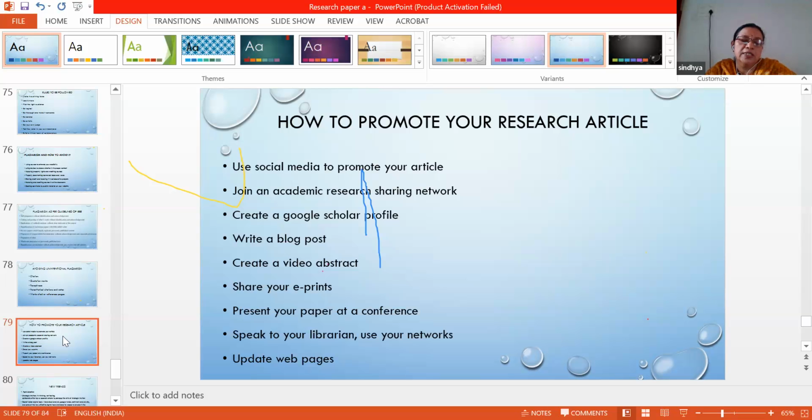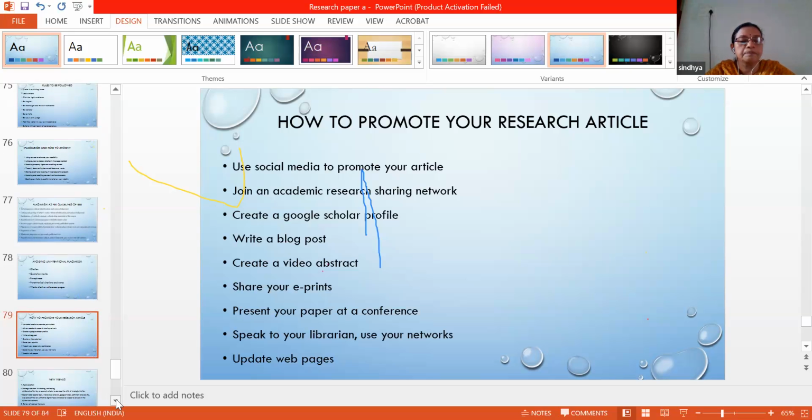read your paper, so that your H-index can be improved. So when more people read and cite your paper, your index score will improve. So you can promote your research article in this way also.